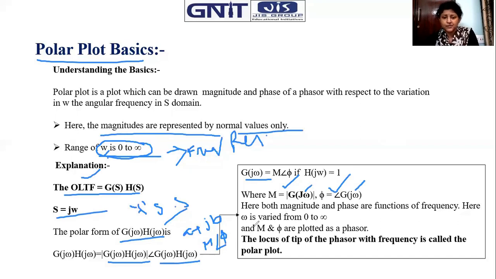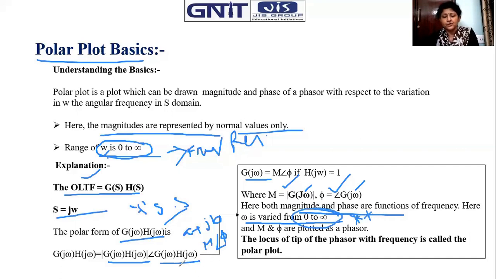And what is the observation? Observation is that omega will be varied from 0 to infinite. So both the magnitude and the phase are the functions of frequency. That is the keynote: magnitude and phase both are functions of frequency. So that's why it is frequency response analysis. And omega will be ranging from 0 to infinite. It's very important.